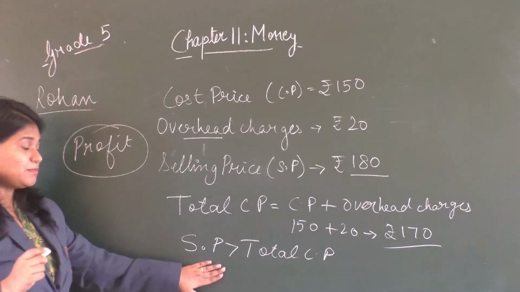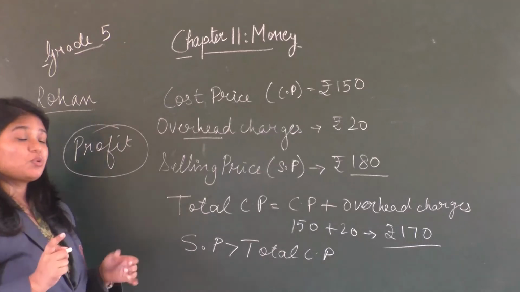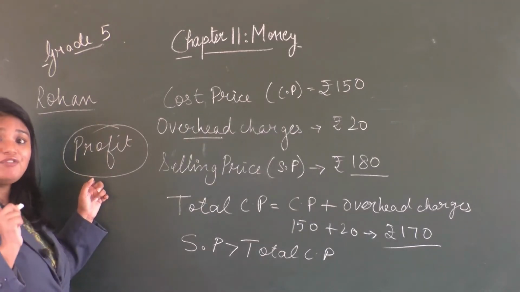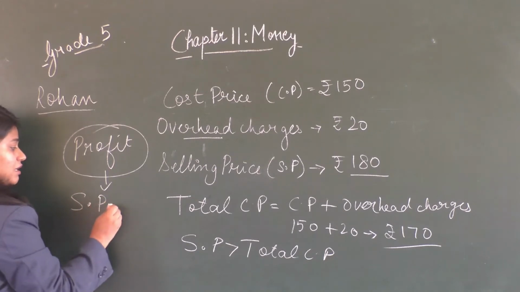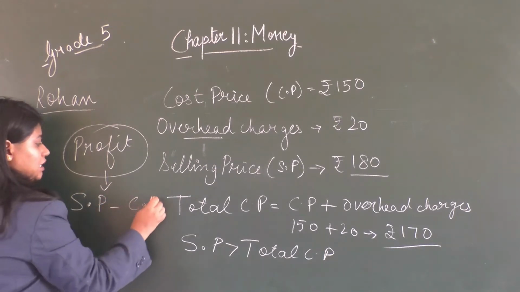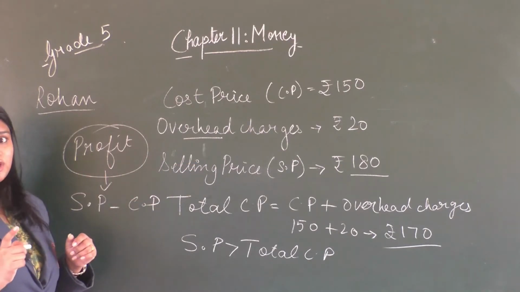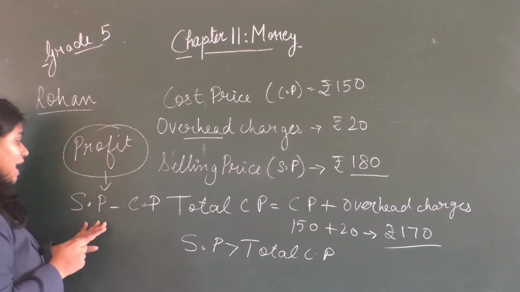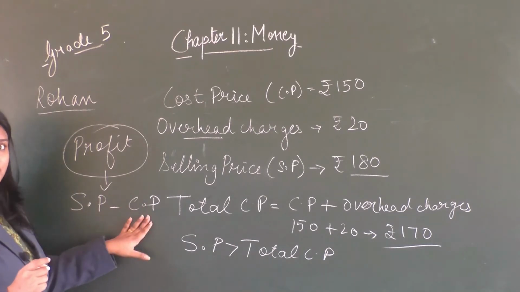That means when SP is greater than CP, we say that the article is sold at a profit. So, we have a formula for profit, which is selling price minus the cost price. Now, in this situation, we can calculate the profit, right? Because we have the value for selling price, we also have the value for cost price.